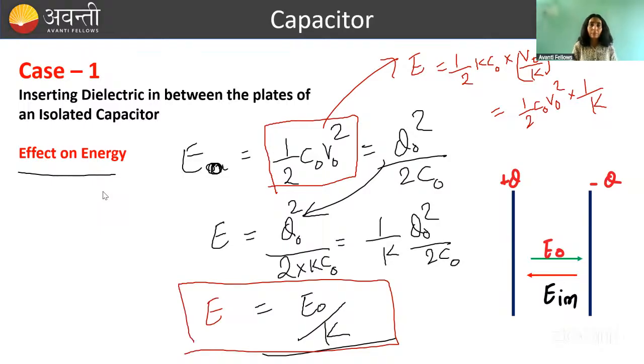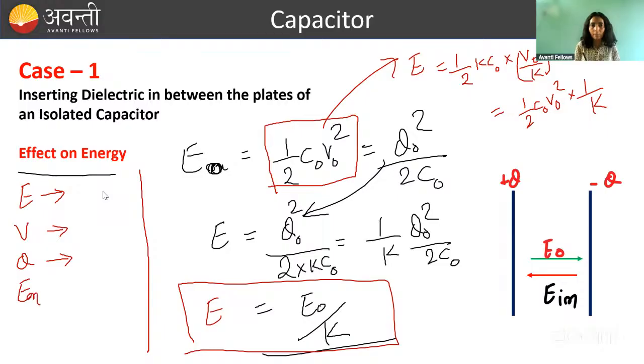Done it? I will summarize everything here. Let me do this. Electric field का change हमने पढ़ा. We saw what will be change on the potential difference. We saw what will be change on the charge. We saw what will be the change on energy. And what else is left? Yes, what is the effect on capacitance?